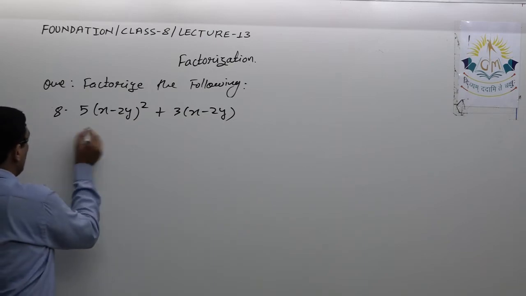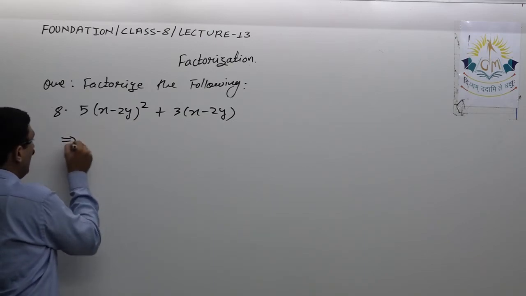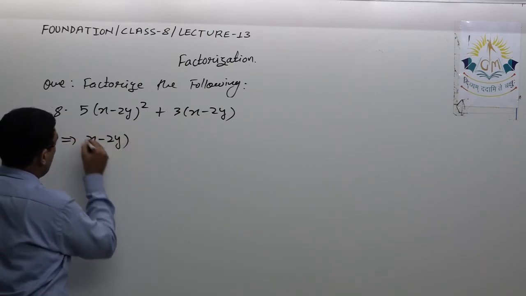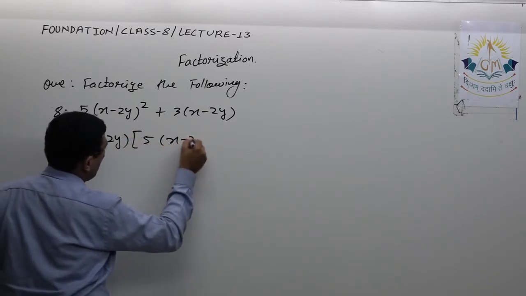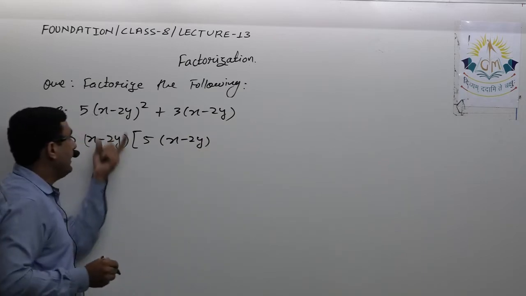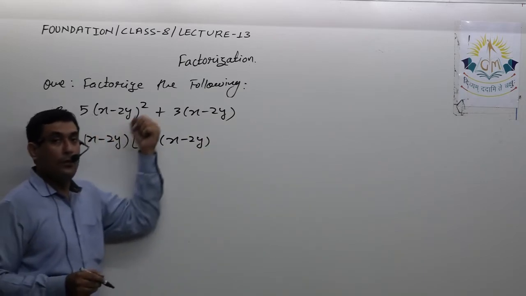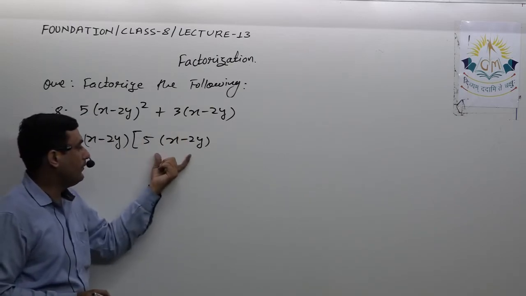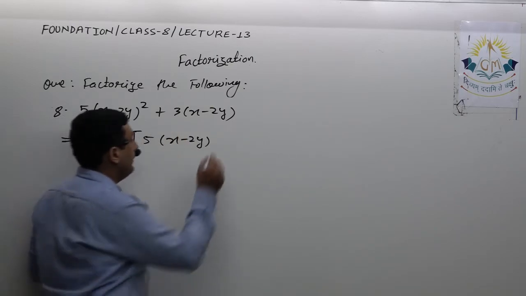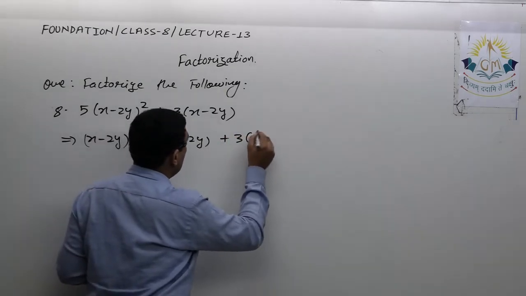So what I can do, I can start with x minus 2y common. I took x minus 2y common, so here I am left with 5 times x minus 2y. We can say here I have x minus 2y multiplied by x minus 2y. One x minus 2y I took common, so I am left with 5 times x minus 2y plus 3, only 3.